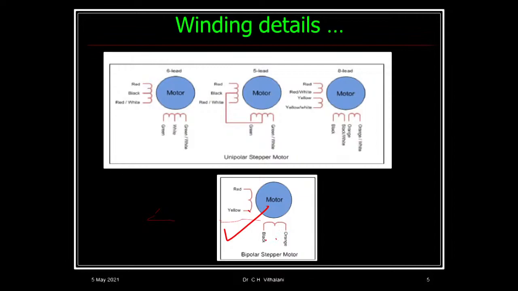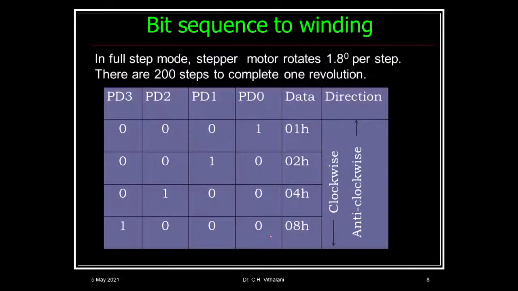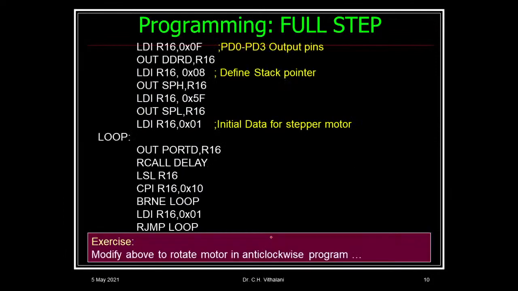No center tap is there. In unipolar mode, there is a center tap, and the center taps you tie together and connect to VCC, and the remaining four windings you drive by the microcontroller port pins. In bipolar mode, there is no center tap. Two independent windings you have to drive with the help of an H bridge. So you require a total of 2 H bridges to drive the windings.